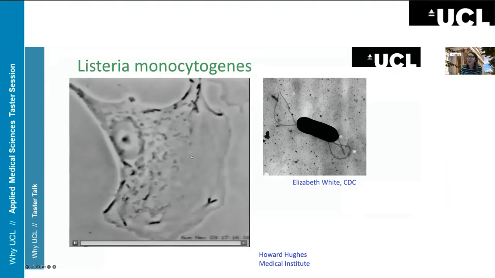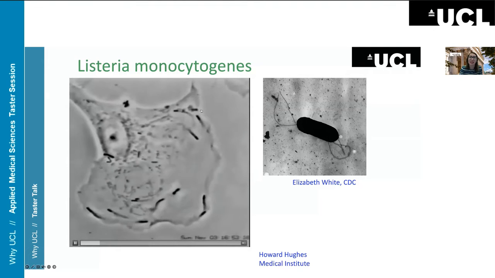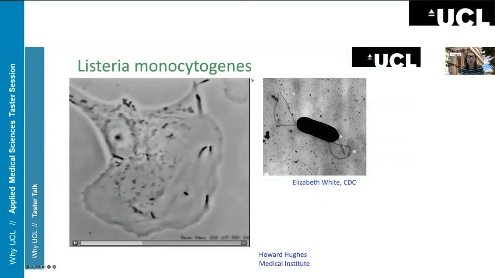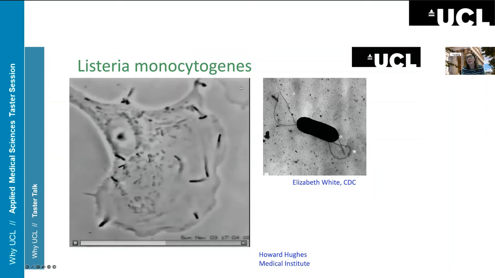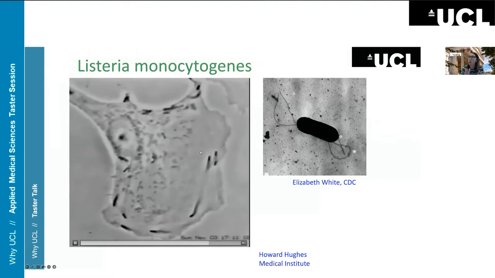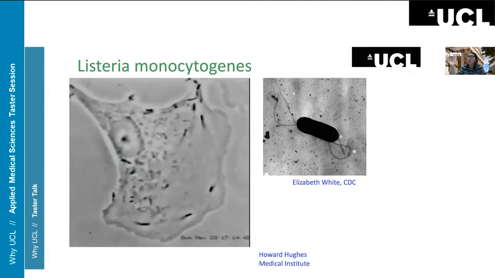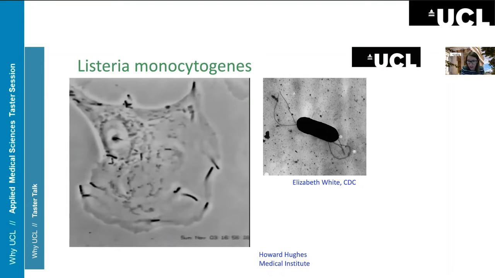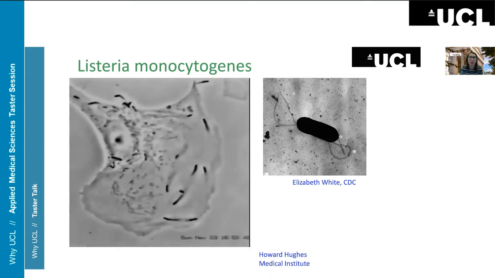But how do they get from cell to cell? What they do is, see this guy there? He's trying desperately to get to the next cell by pushing through and never going outside, but just making a little bridge. Doesn't quite capture on this video, but these bacteria can spread from cell to cell without ever exposing themselves to the immune system. So this is another very clever mechanism by which bacteria can escape the immune system and cause disease.